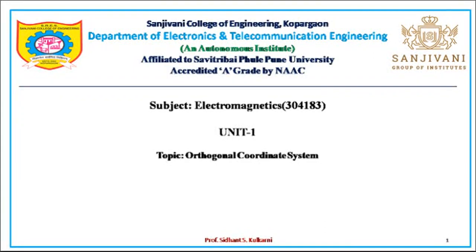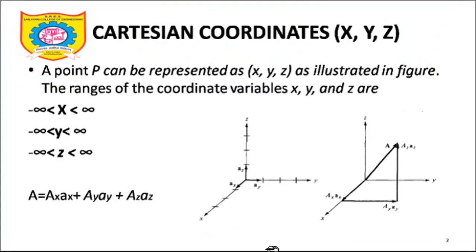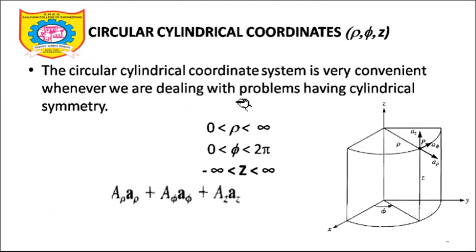Welcome back friends. In the last lecture we discussed the Cartesian coordinate system, how to represent any point P or A in the Cartesian coordinate system. This representation we have gone through. Now today in this lecture we will discuss the cylindrical coordinate system. It is also called the circular cylindrical coordinate system.